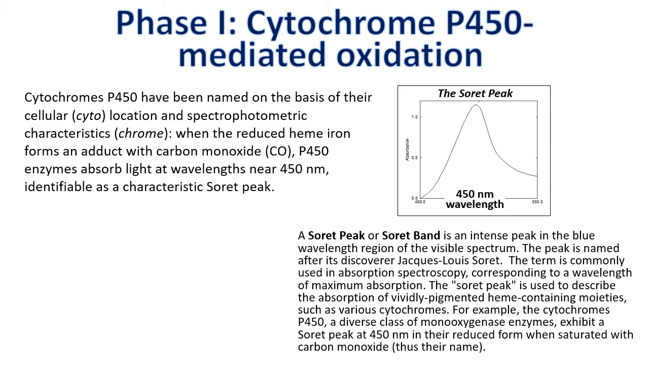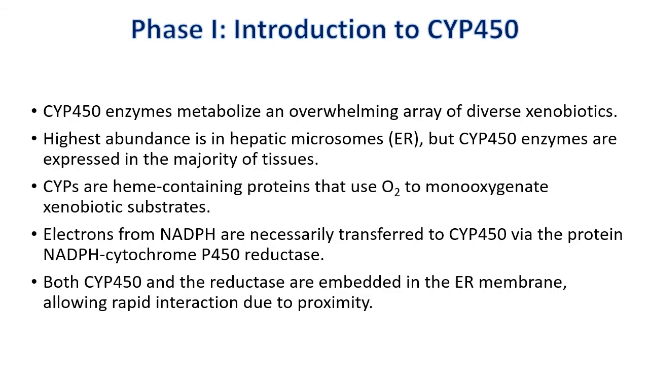So 450 nanometers of light is its maximum absorbance in a spectrophotometer, and that's all it is. It's called the Soret peak or Soret band. So that's the only reason why it's called that. So CYP450 metabolizes an overwhelming array of xenobiotics. The highest abundance is in the endoplasmic reticulum, but you will find cytochrome P450 in most tissues, just more abundant in the liver, some in the intestines, the small intestine, and then scattered throughout the body, and probably at a lower amount.